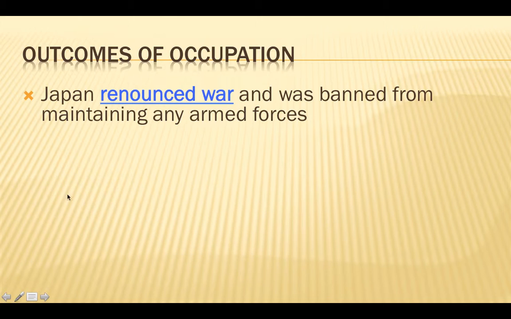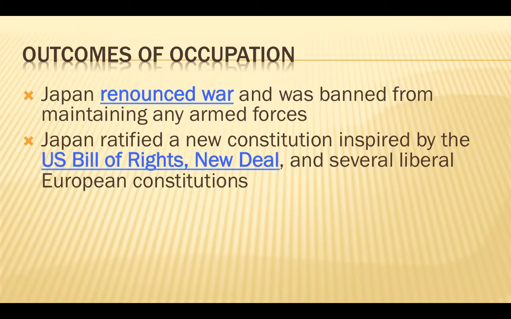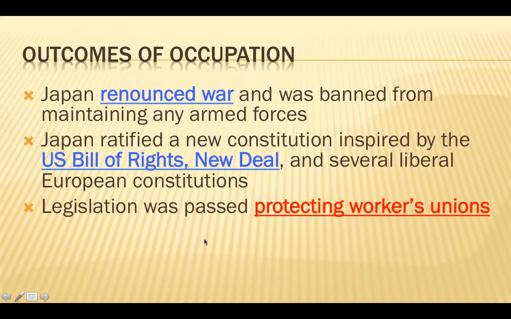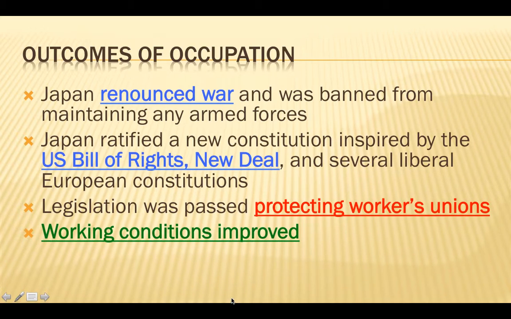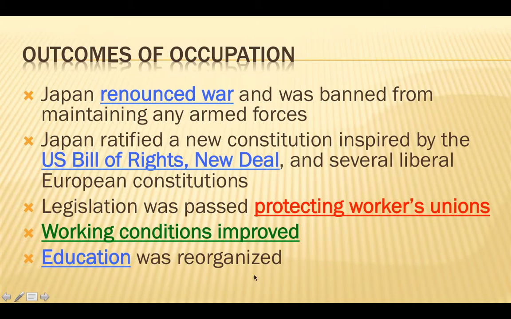So what happens? They renounce the war and don't have any army. They have their own constitution, spurred on by the United States Bill of Rights and the New Deal. And they work to protect worker unions and working conditions improve, as well as education being reorganized.